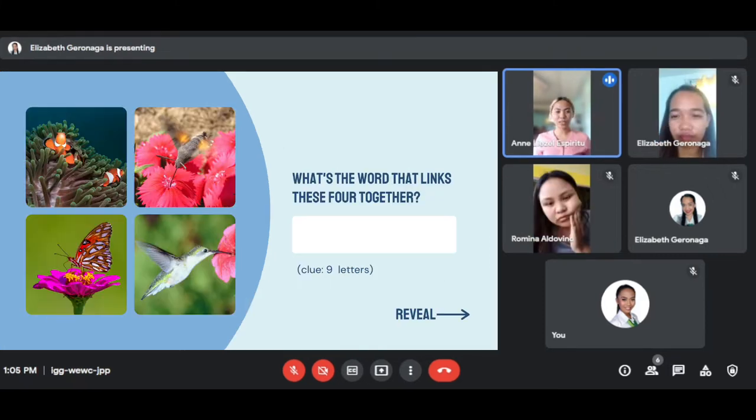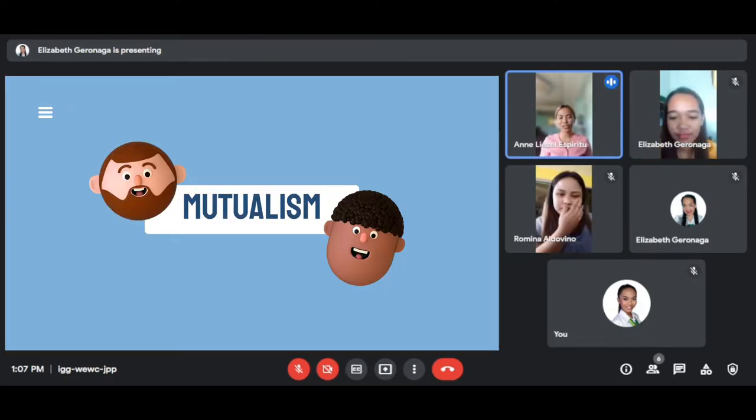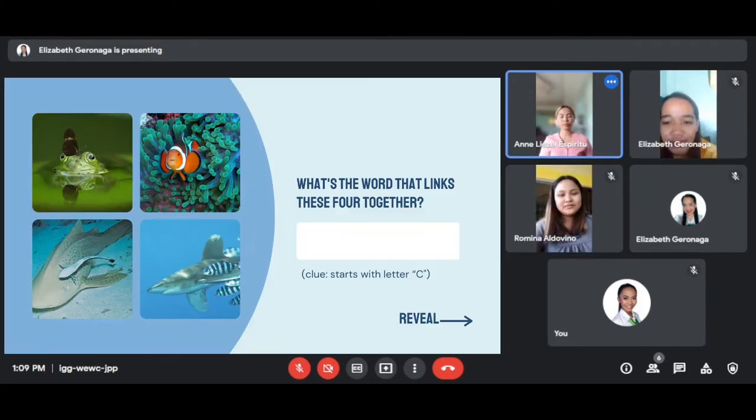Let's begin. This is the first set of pictures. The clue, it has 9 letters. What do you think is the word? We have here a butterfly, flowers. Anyone? Ma'am, Geronaga po. Yes. I think, ma'am, this falls under mutualism. Mutualism? Okay, let's see. The correct answer is mutualism. Very good, Miss Geronaga.